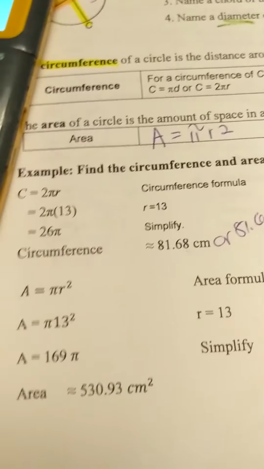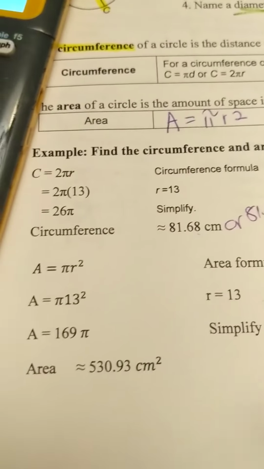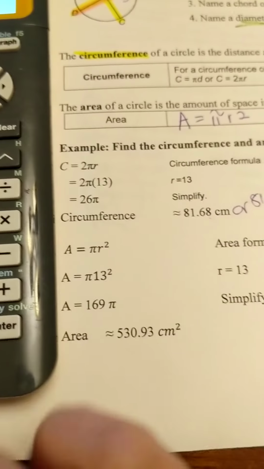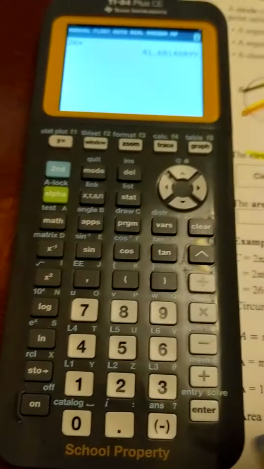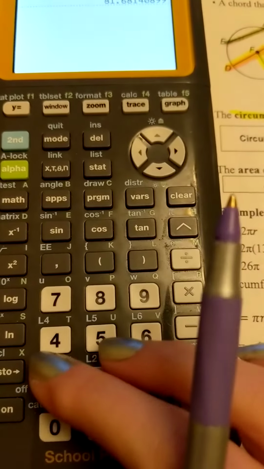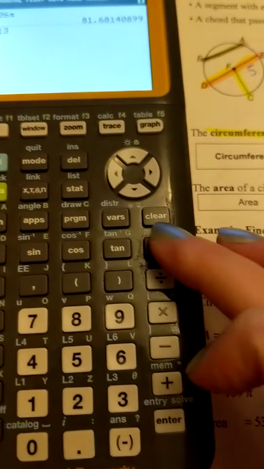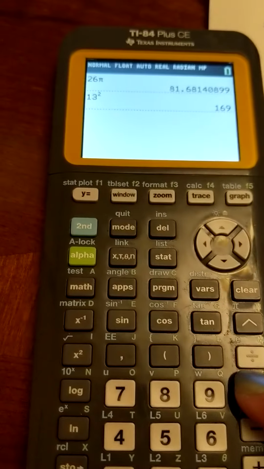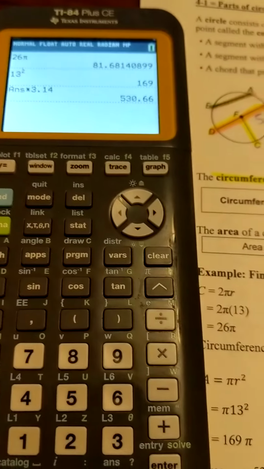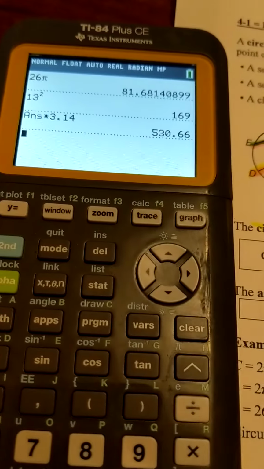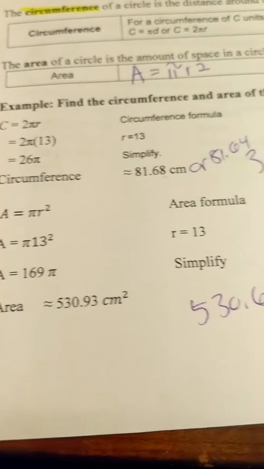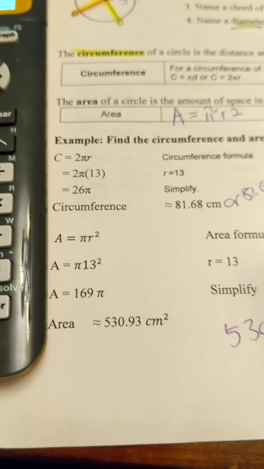Down below here, we're working with our area formula. Area equals pi r squared, so we have area equals pi times 13 squared. Again, using our calculator or some mental math, we can square 13 and then multiply it by 3.14 and get 530.66. Or if you use the pi button, you'll get 530.93. I will accept either one.